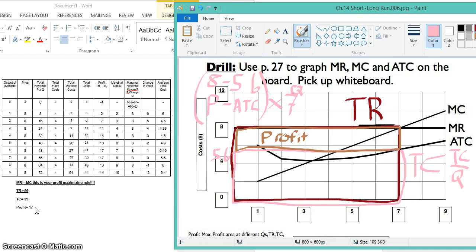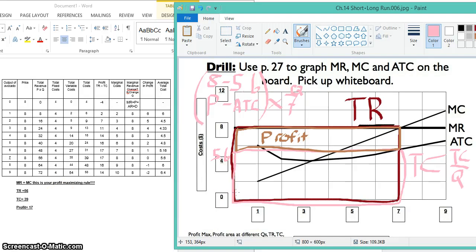I'm doing it right now, so use your calculator. I came out with 16.8. So pretty darn close to 17. So this is how you use the graph to figure out your profit.